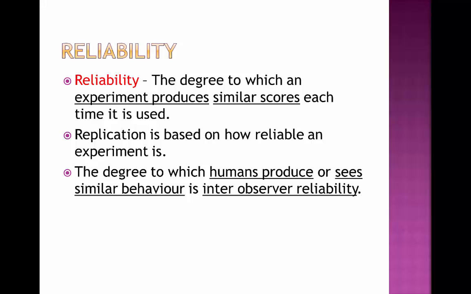However, if all the different observers see different behavior in a naturalistic observation scenario, we can say that there is low inter-observer reliability, because the behaviors that everyone sees are not similar. Of course, an observer is going to have a subjective opinion, so they're not going to agree, and as a result there will be low inter-observer reliability.